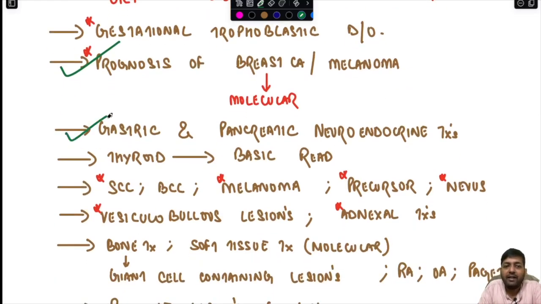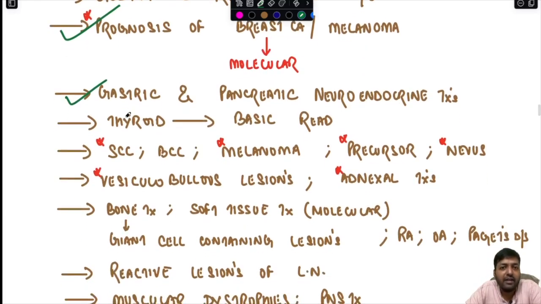Then as an update, previously also it has been asked, gastric and pancreatic neuroendocrine tumor update. Thyroid as a whole, basically you read everything about the thyroid. Usually the questions are not coming, it is an undergraduate level topic, but you just have a basic reading. Molecular part is very important for the thyroid.